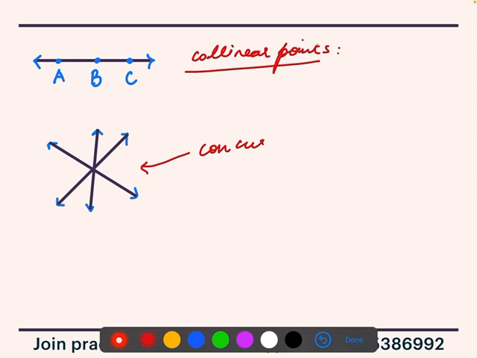So this is a concurrent point. A point where three or more than three lines meet is a point of concurrence.